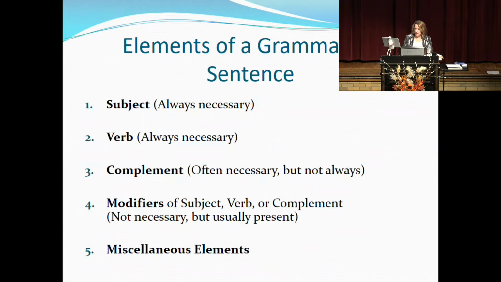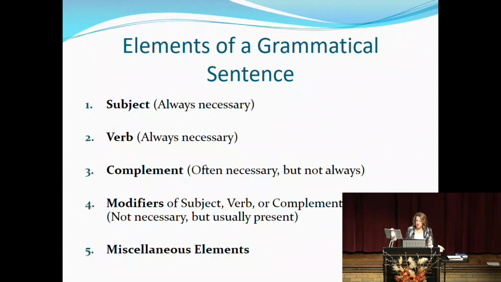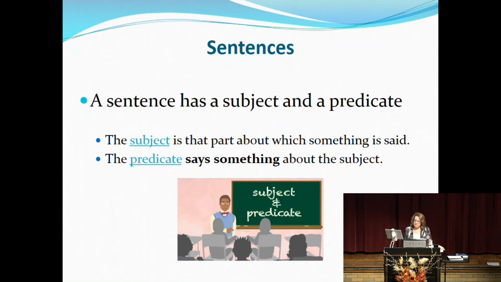And then we have the elements of a grammatical sentence. We have our subjects, we have our verbs, we have our complements, we have our modifiers, and we have our miscellaneous elements, which you'll notice as we start diagramming. Our sentences always have a subject and a predicate or verb. The subject is that part about which something is said, and the predicate says something about the subject.